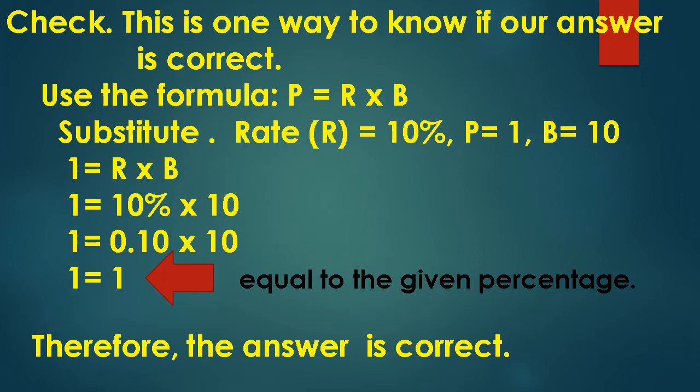We are going to change percent to decimal. So the decimal of 10% is 10 hundredths. So 10 hundredths times 10 is equal to 1. So 1 is equal to 1. So it is equal to the given percentage. Therefore, the answer is correct.